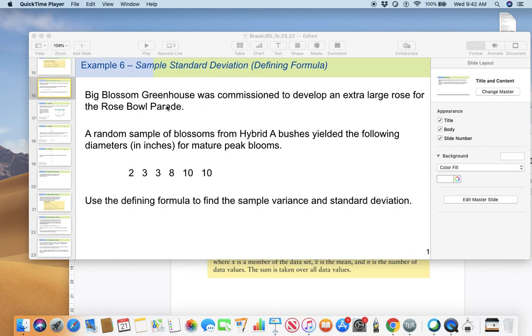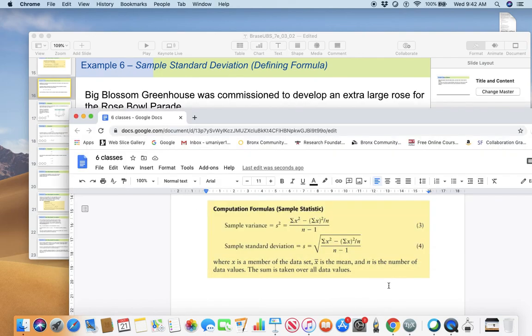Big Blossom Greenhouse was commissioned to develop an extra large rose for the Rose Bowl parade. A random sample of blossoms from hybrid A bushes yielded the following diameters in inches for mature peak blossoms. So these were the diameters of the roses. Okay. Use the defining formula to find the sample variance and standard deviation.